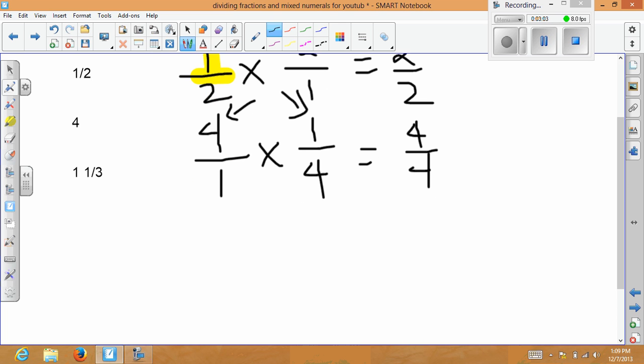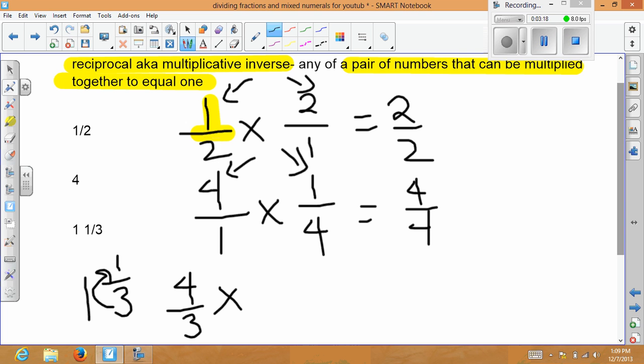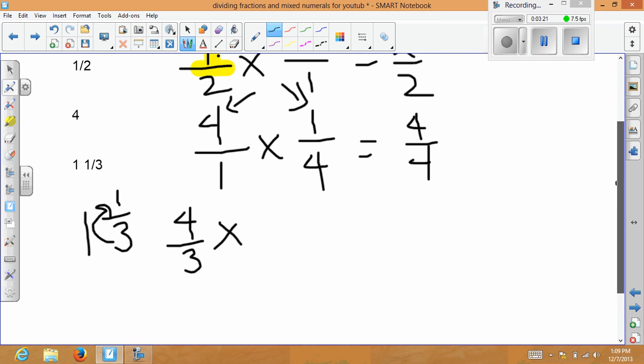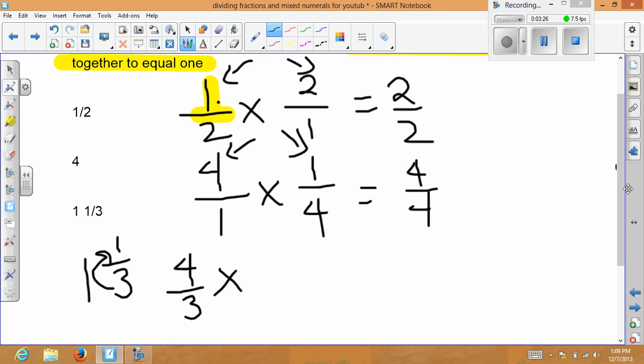Okay, and then the last one is 1 and 1/3. So for reciprocals, in this case, we need to make it into a fraction. So I'm going to do the same thing I have been doing. So that would give me 4/3. Now this one's different because this was a unit fraction and that was a whole number. So now I've got to look up here and see what happens. So here I see a relationship between the 1/2 and the 2/1, and a relationship between the 4/1 and the 1/4. So I'm going to try out the relationship. So 4/3, I'm going to multiply by 3/4. And when I do that multiplication, I do indeed get 12/12, which is of course 1.